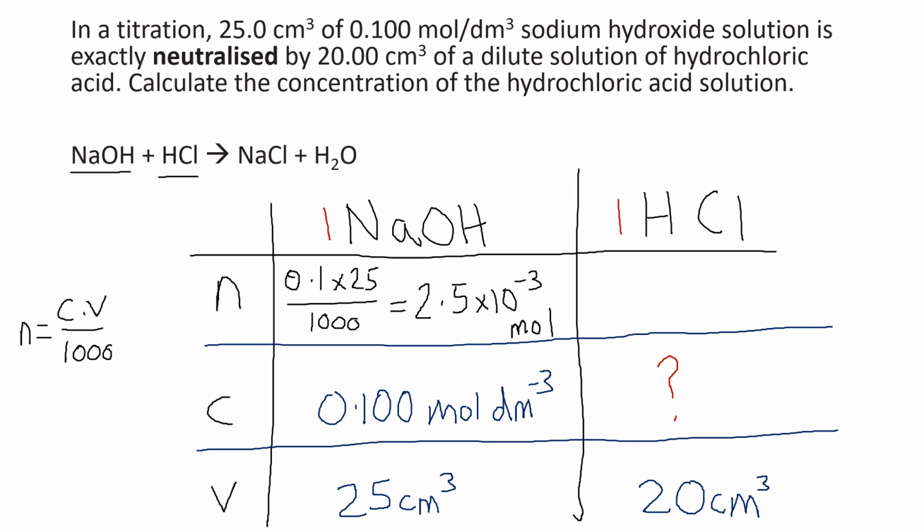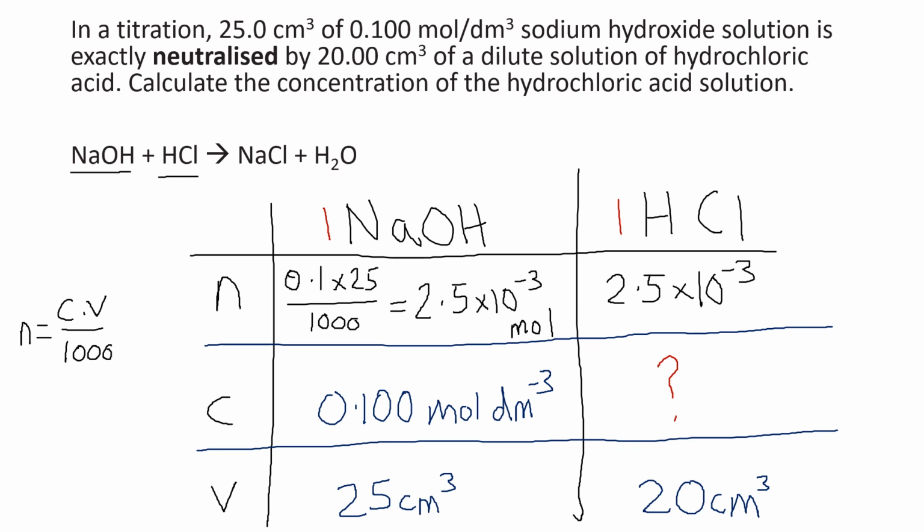Now, because these are reacting together in a 1-to-1 ratio, 1 mole of sodium hydroxide would react with 1 mole of hydrochloric acid. So if I've got 2.5 times 10 to the minus 3 moles of the NaOH, I'm going to have the same number of moles of the HCl.